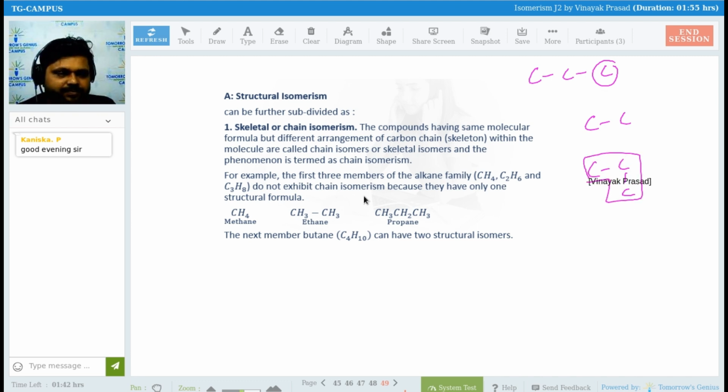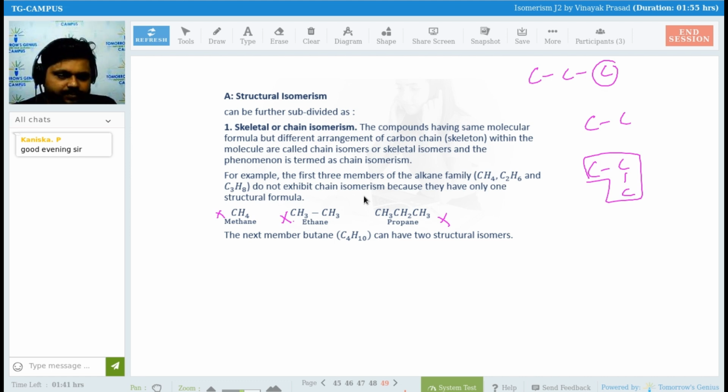A same structure line. There is no isomerism for 1 carbon, 2 carbon and 3 carbon. At least 4 carbons are needed to have isomerism, right? So here you can see that ethane will not show structural isomerism, propane will not show structural isomerism. So what will show structural isomerism? Butane will be showing the structural isomerism, right?